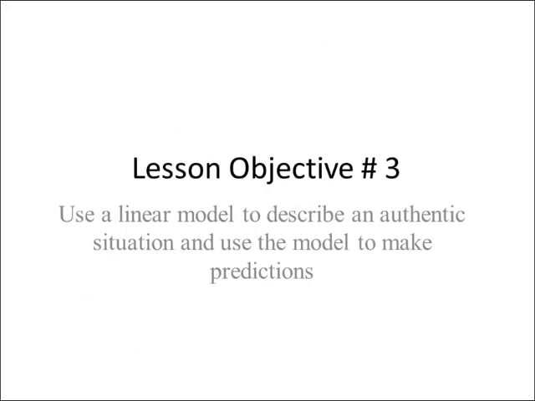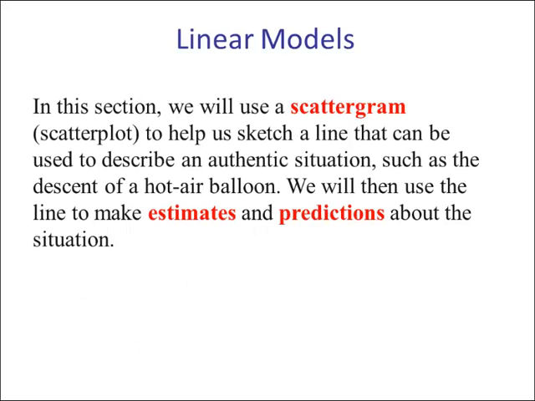Lesson Objective number 3. In this section we'll use a scattergram, sometimes called a scatter plot, to help us sketch a line that can be used to describe an authentic situation, such as the descent of a hot air balloon. We will use the line to make estimates and predictions about the situation. Let's do an example.